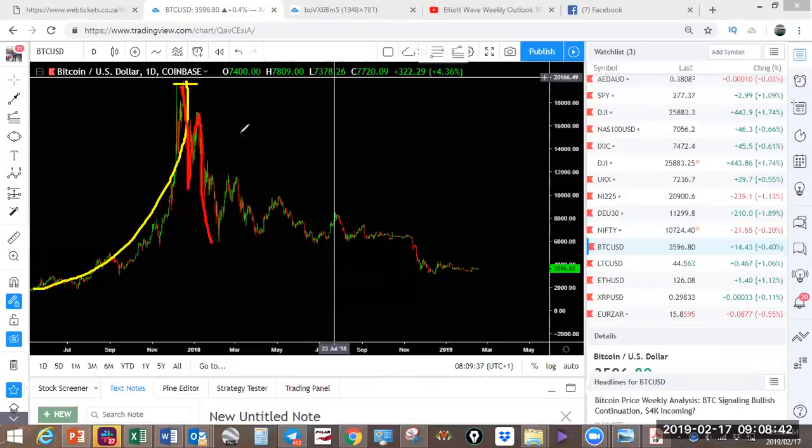So it looks like this. We've got this three-wave pullback. You can see these 3 waves, 1, 2, 3. There's no 5 waves there or anything like that. And then this pulls back again in a pulsing wave. This is a pulsing wave. So then it corrects in 3 waves like this, complex B correction there.